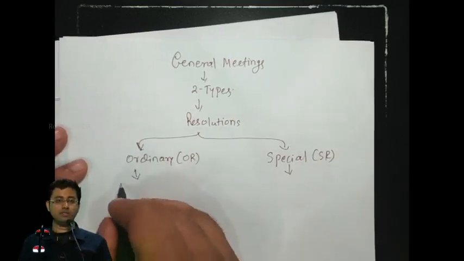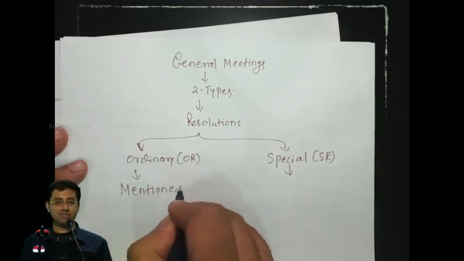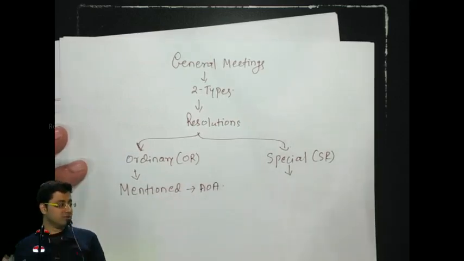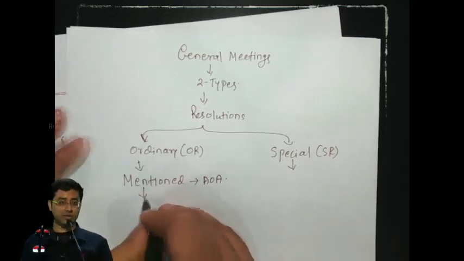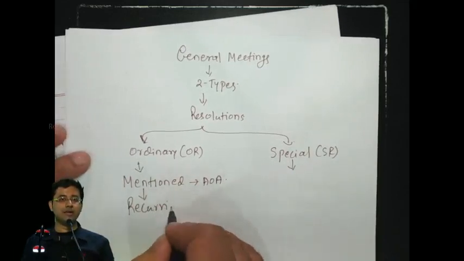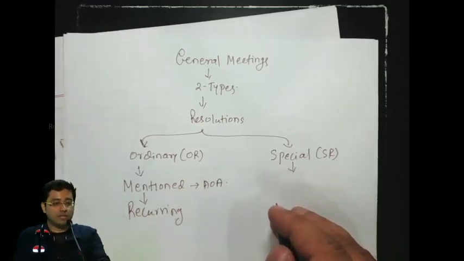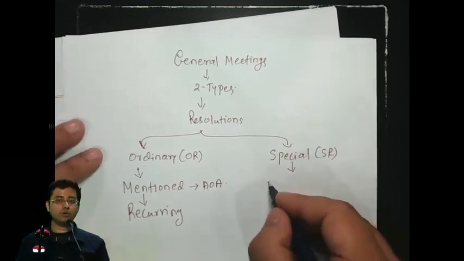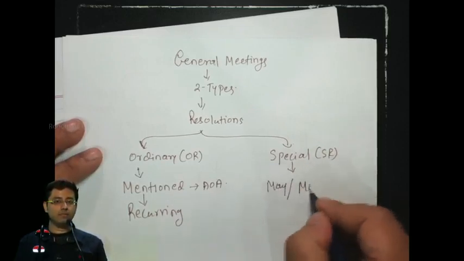Now when I say ordinary business, what do you mean by ordinary business? This is the type of business which is mentioned in the articles of association of the company. Any business which the company knows it has to conduct is mentioned in the articles of association. Or I would put it the other way around: it is a recurring, repetitive activity that happens every year. I know that I have to give dividend to the shareholders and appoint the auditor, so it's a recurring transaction for me. Whereas if I say special business, it may or may not be.